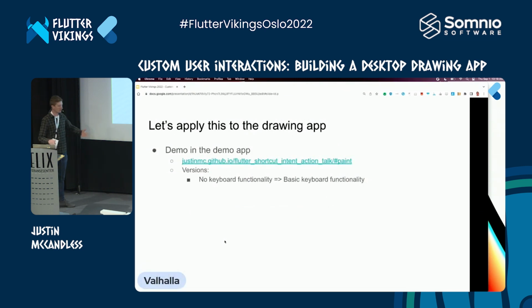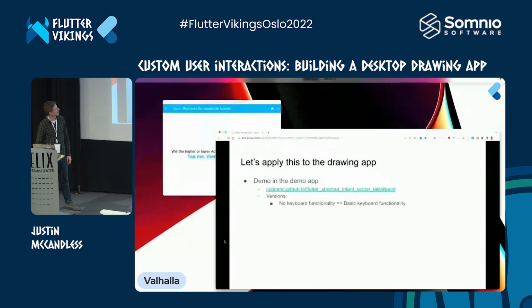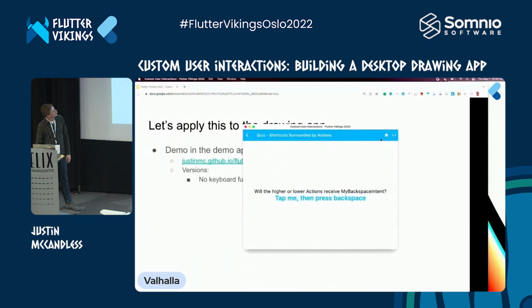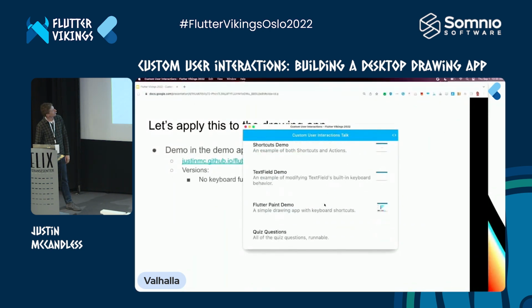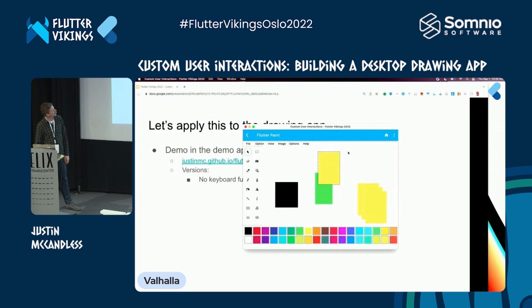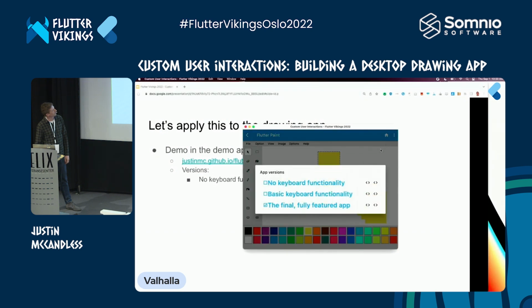All right, so now we've seen actions, we've seen shortcuts. We kind of have a basic understanding of how to trigger some keyboard shortcuts using this. So let's apply this to the actual drawing app. So going back to Flutter Paint here. I have a few different versions of this app. So we're going to start with no keyboard functionality. When I was playing around with it at the beginning, that was the full-on app.